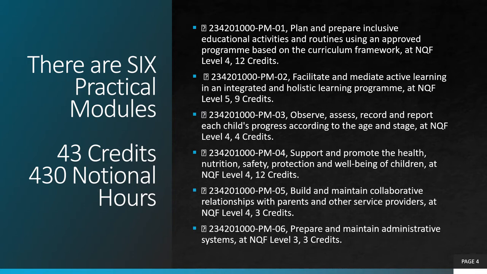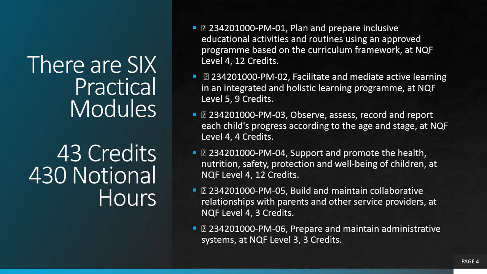So PM stands for practical module, and that is number 1, which is 01. It's the plan and prepare for inclusive educational activities and routines using an approved program based on curriculum framework. This is at an NQF level 4, 12 credits. So how many hours are you going to have to work minimum on this specific module? It is 120 hours. Plan and prepare means that you are going to have an assignment where you are going to plan to do things. You have to prepare the work, and then you have to present your work that you've planned and prepared to your tutor.